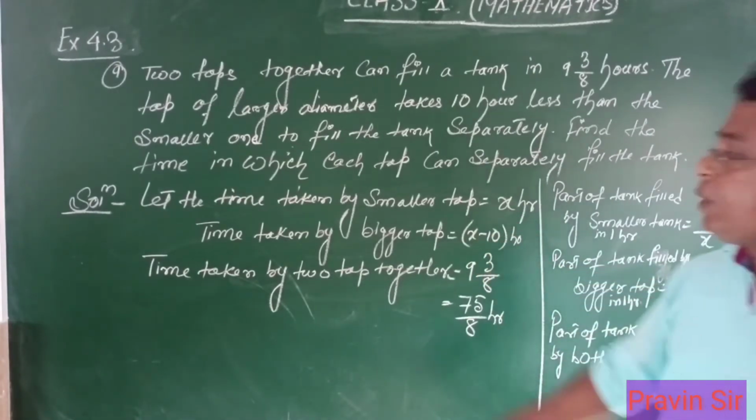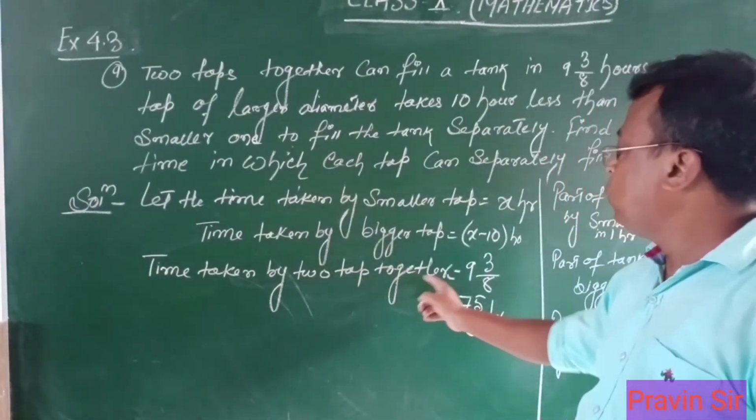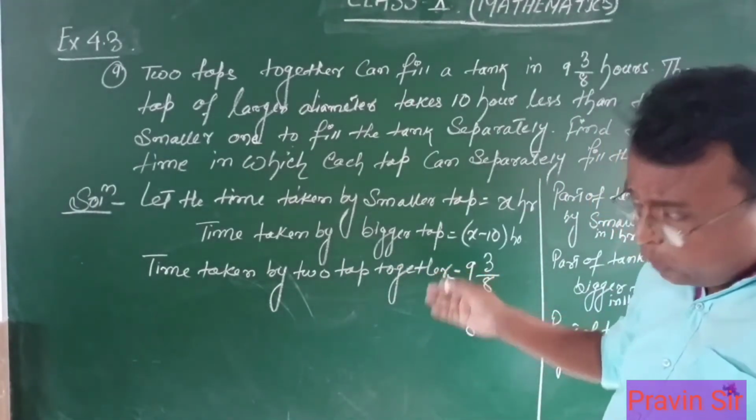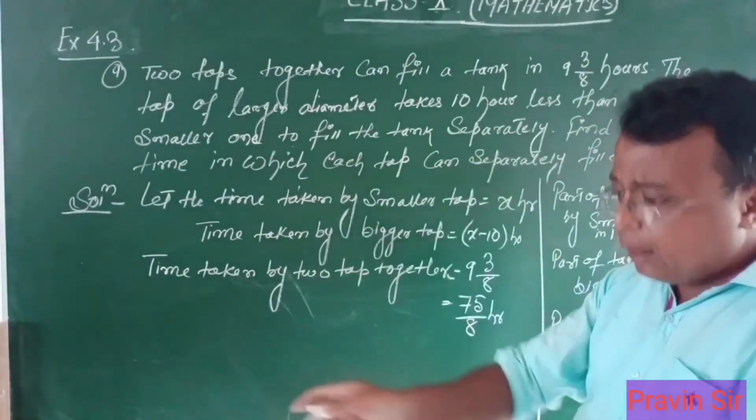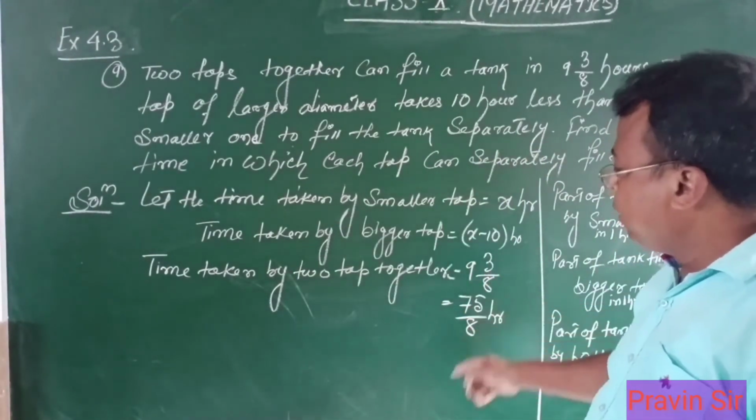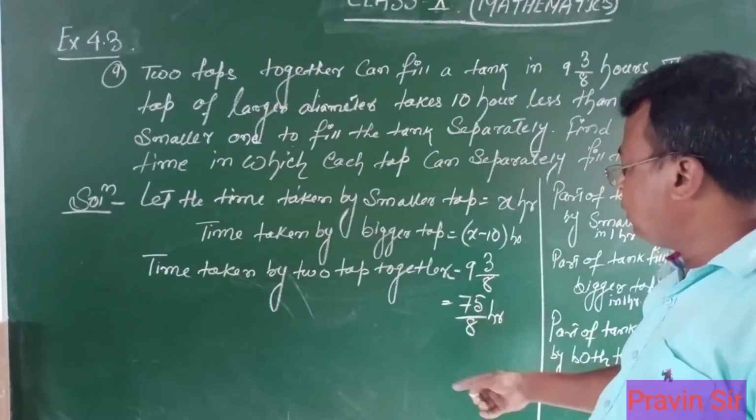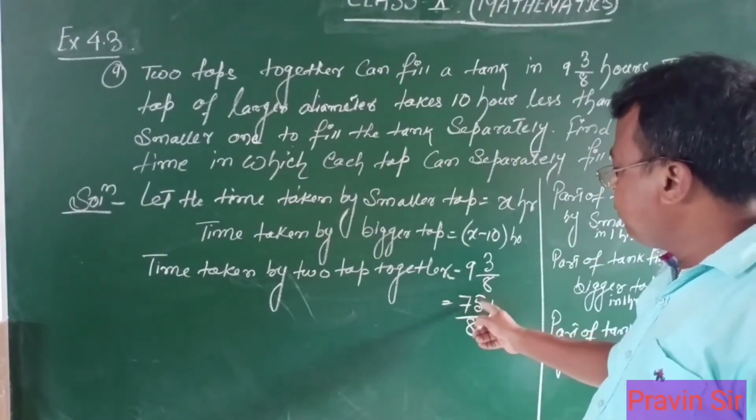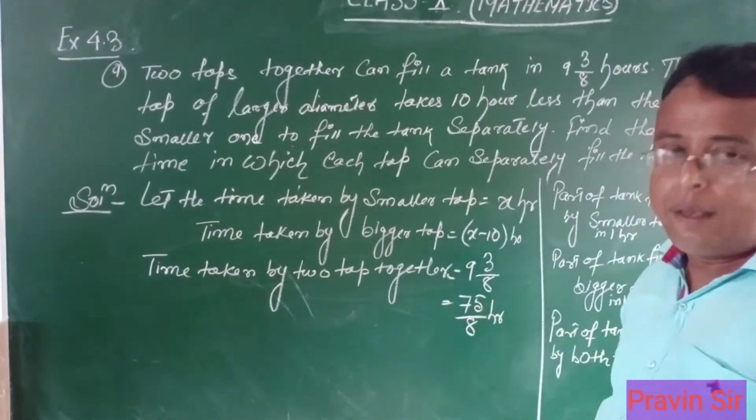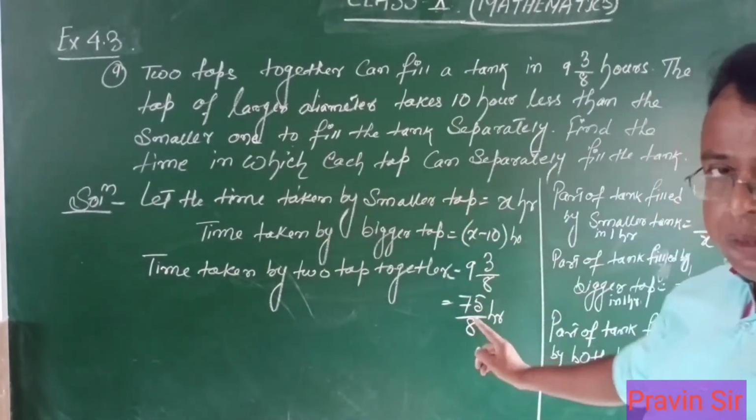Okay, now time taken by the two taps together. If we let both taps fill water together, then it will take 9 3/8 hours. So convert into improper fraction. It becomes 75/8. Okay, 9 into 8 is 72 plus 3, 75/8. I hope it is clear up to here.